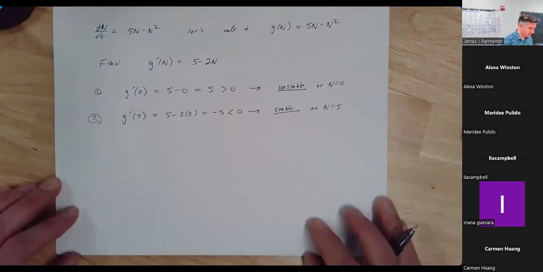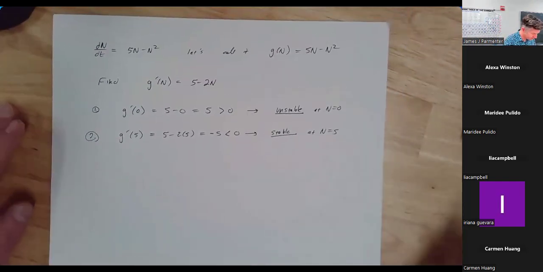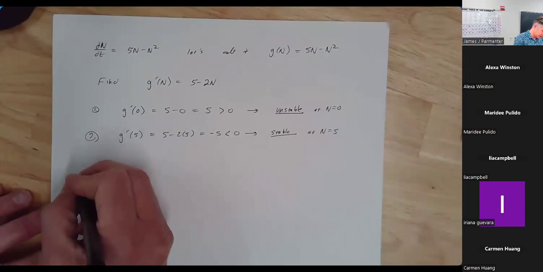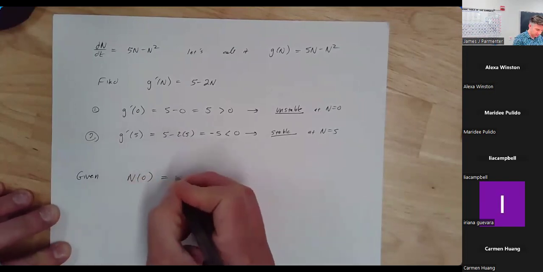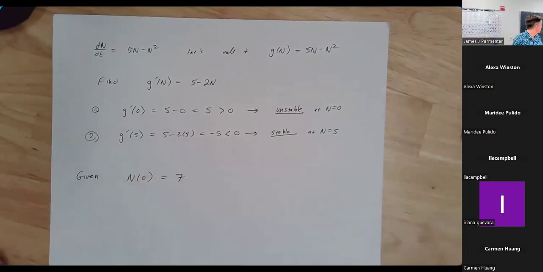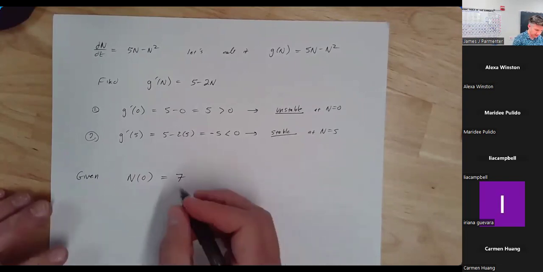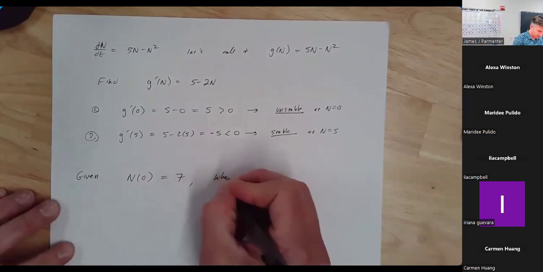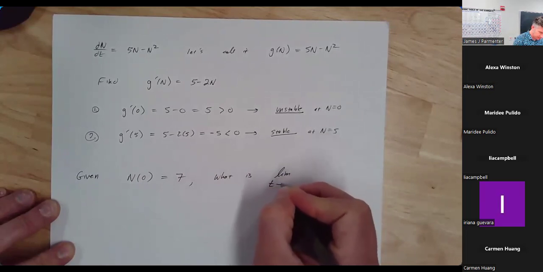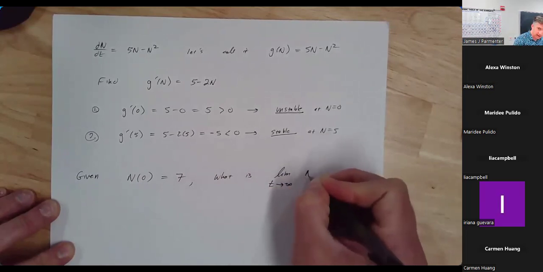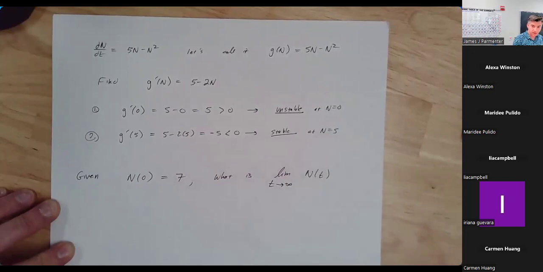Cool. So now here's what I think is an excellent question. Let's say that we're given the initial condition. So let's say we're given that n of 0 is equal to 7. And then I'm going to ask something. What is the limit as t approaches infinity of n of t? I'll address that question in a second, Crystal.